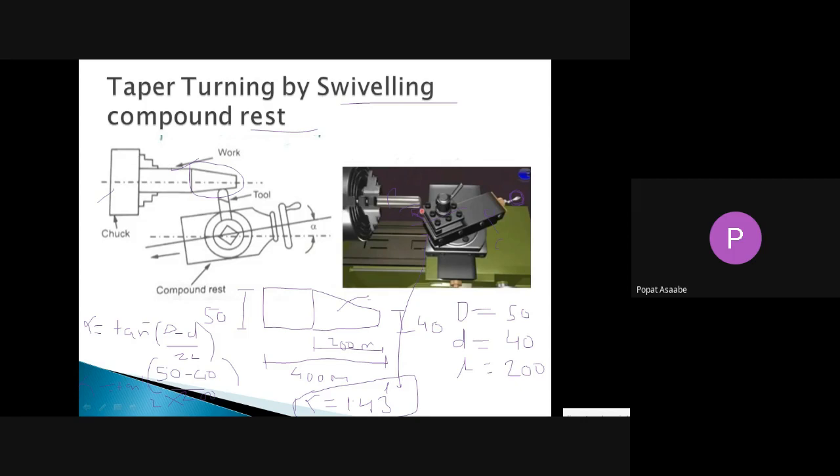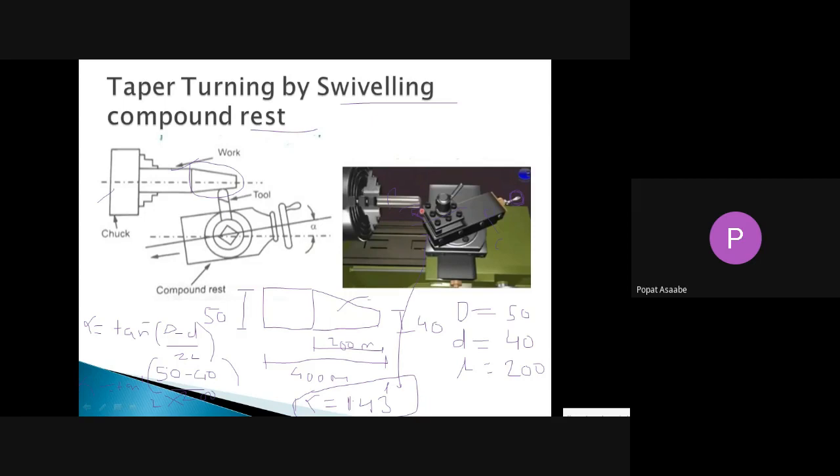First, by observing the dimension of that taper, we have to calculate the taper angle. Okay, after calculating the taper angle, observing that value, up to this value we want to rotate or swing the compound rest. Okay, and then we have to give the feed to that tool. Then how to give the feed? Just rotating this hand wheel.